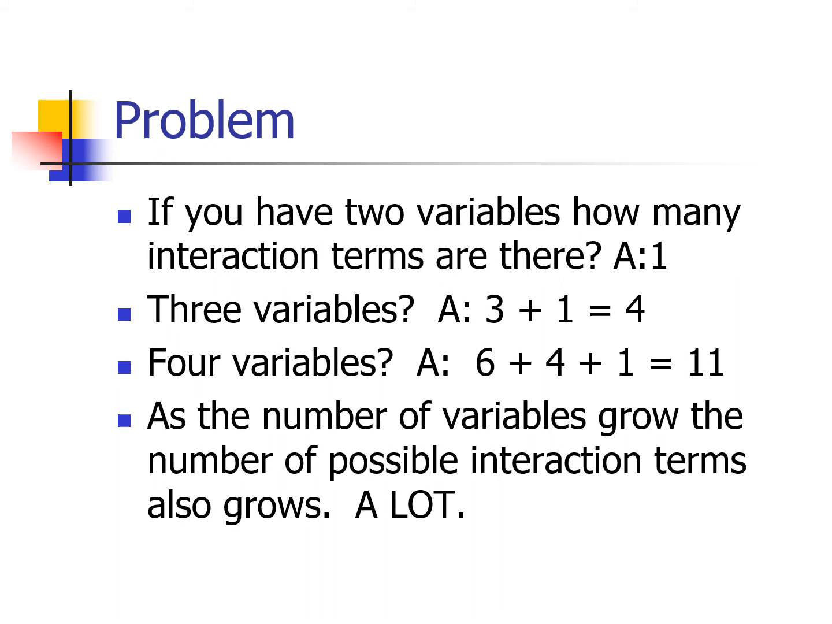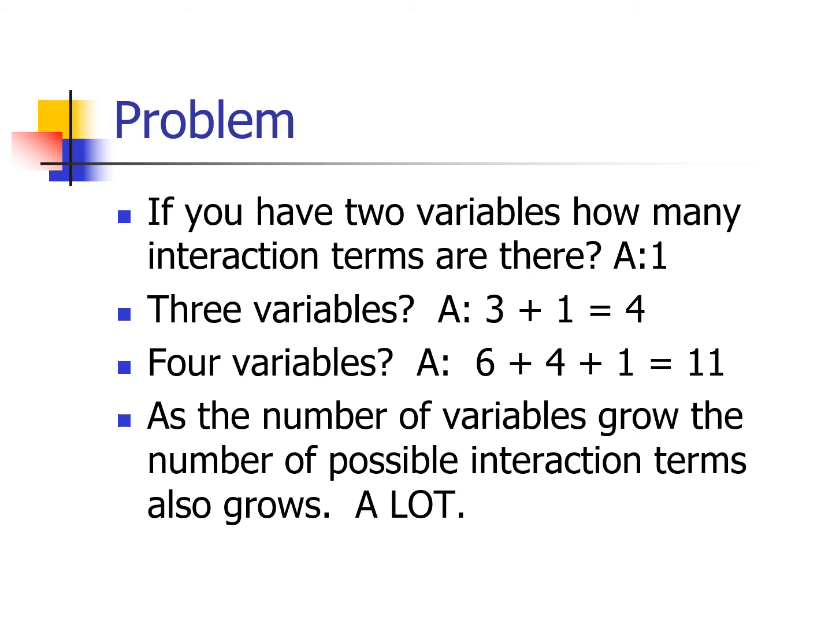The problem is what? The problem is if you have two variables, how many possible interaction terms are there? Just one, right? x1 times x2. If you have 3 variables, how many possible interactions are there? So the answer to that question is there's 3 plus 1. There's 3 pairwise interactions. x1 times x2, x1 times x3, x2 times x3. And there's 1 3-way interaction.